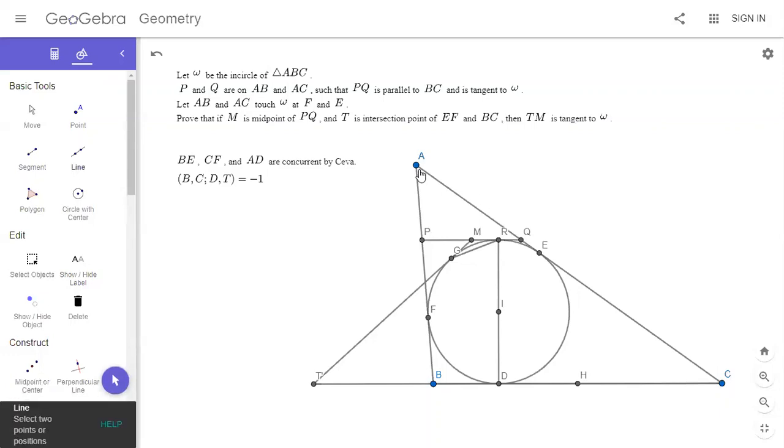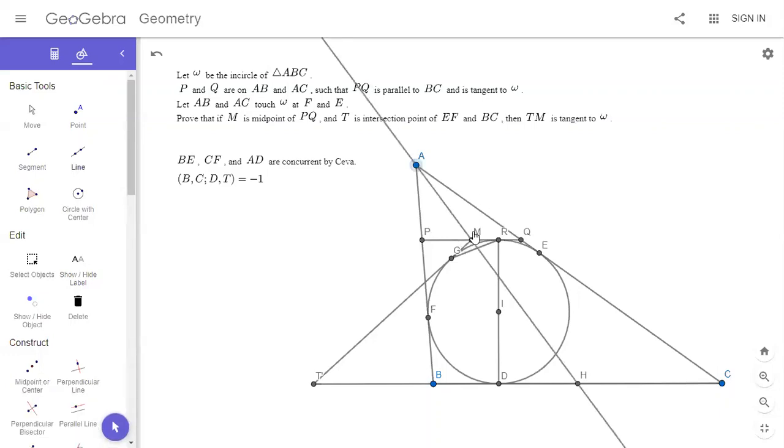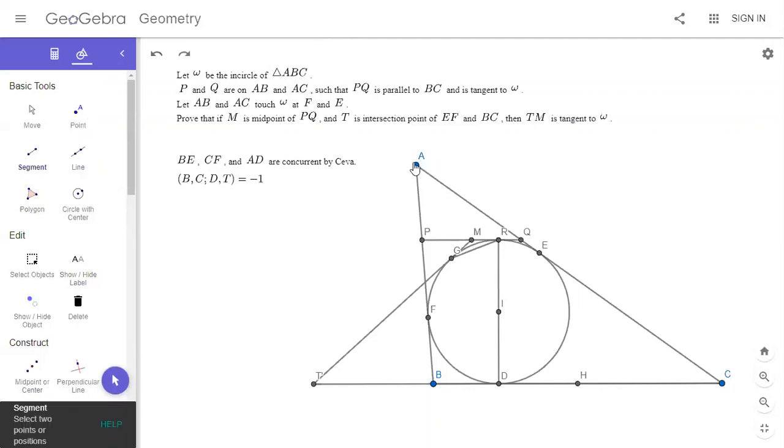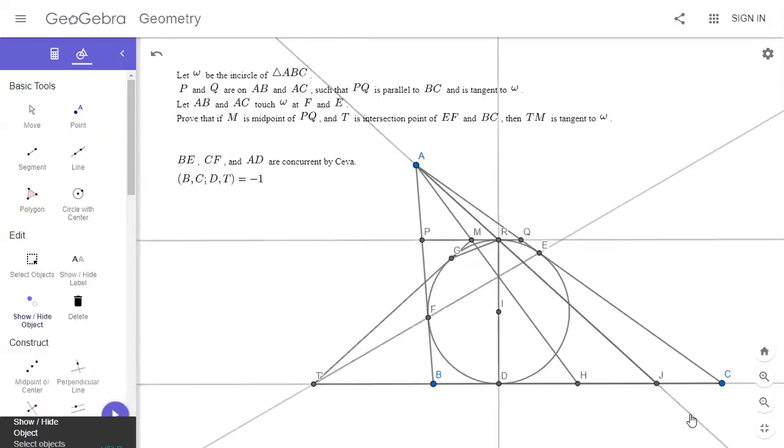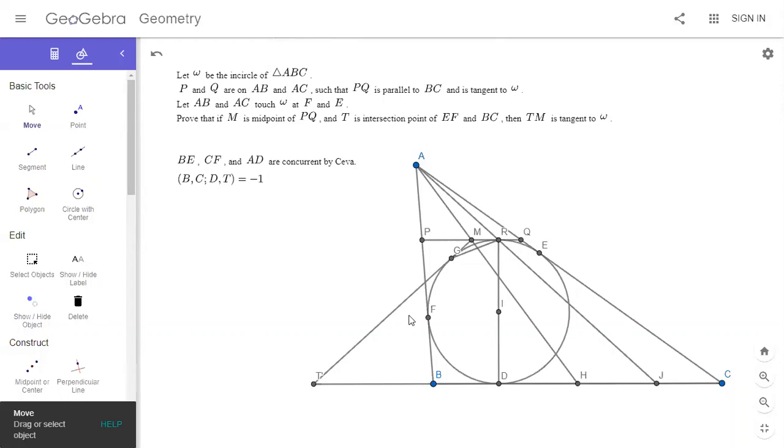Yeah, I'll just draw in some of these, because it might be useful. Let me draw a segment for that. Okay, so it's a well-known fact that DH is equal to HJ. Is GR parallel to EF? That would be interesting. I don't think that's true. It doesn't look true from the diagram.